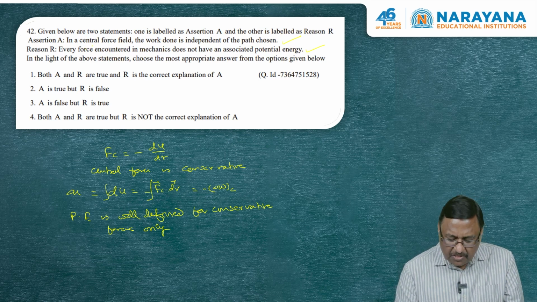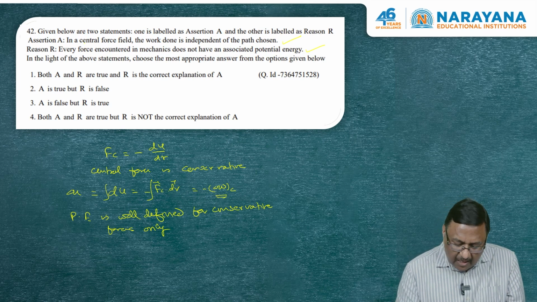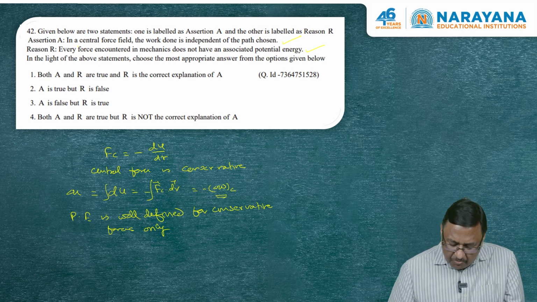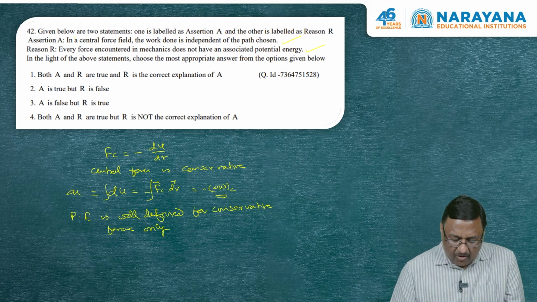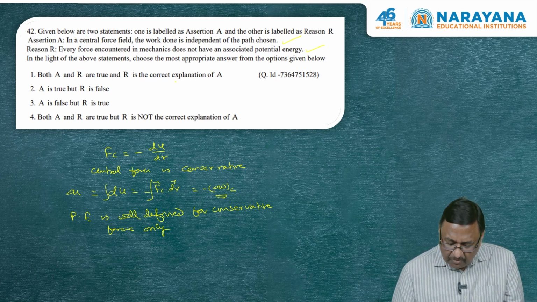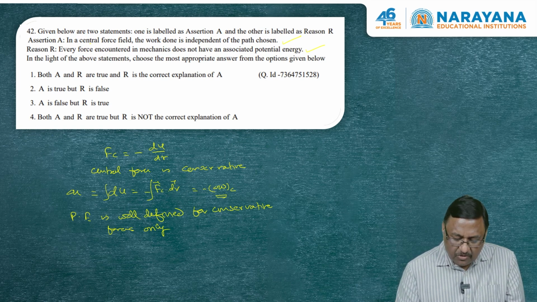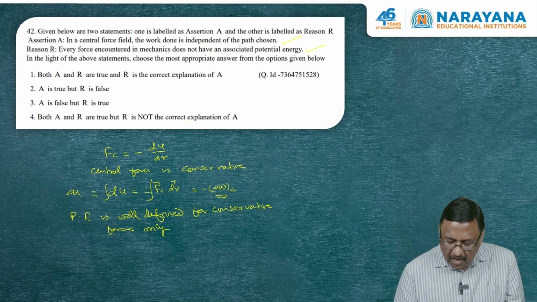Obviously these two statements are here. We are talking about work done by a conservative force. A is correct, R is correct, but it does not mean R is explaining A. So both A and R are true and R is not the correct explanation, because this is a definition of conservative force. If it had been conservative force here, then we could say yes, both may be correct and it would be explaining that also. But both A and R are true, and R is not the correct explanation.